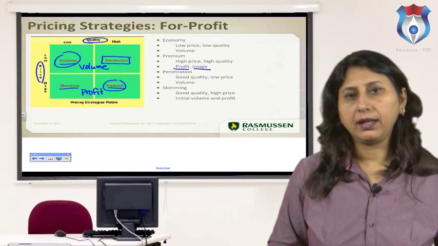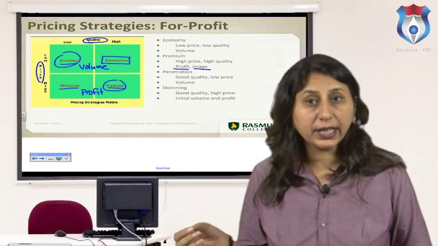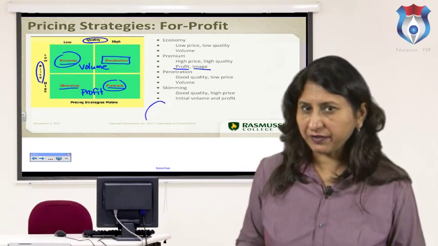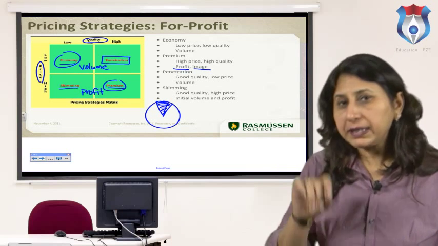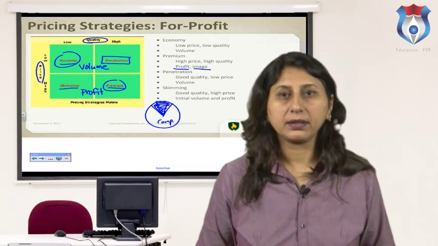Penetration pricing. The price charged for products and services is set artificially low in order to gain market share. Once this is achieved, the price is increased. Skimming price. The price and the quality of the product remain high.